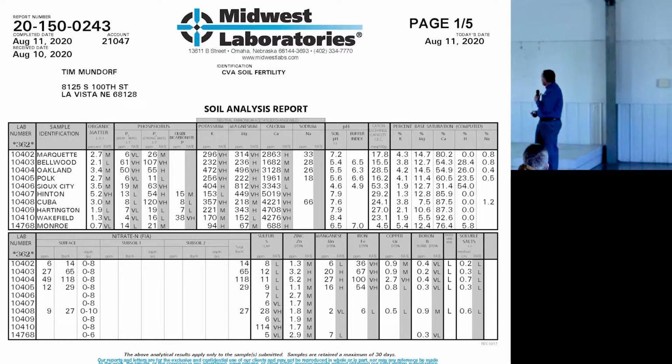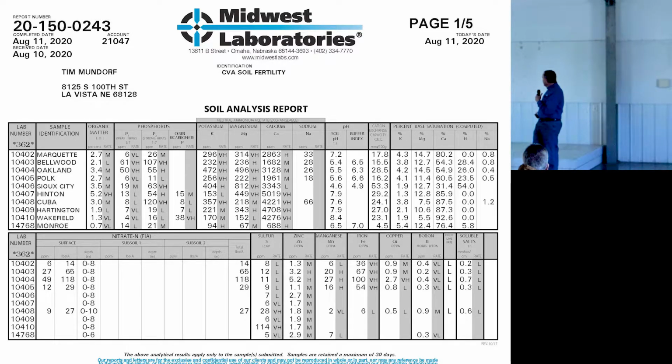Once I get past potassium, I don't spend a lot of time on magnesium or calcium in the part per million. I do the base saturations. I'd like your potassium base saturation to be between 3 and 5%. Magnesium base saturation to be between 12 and 18%. Calcium base saturation to be between 65 and 75%.